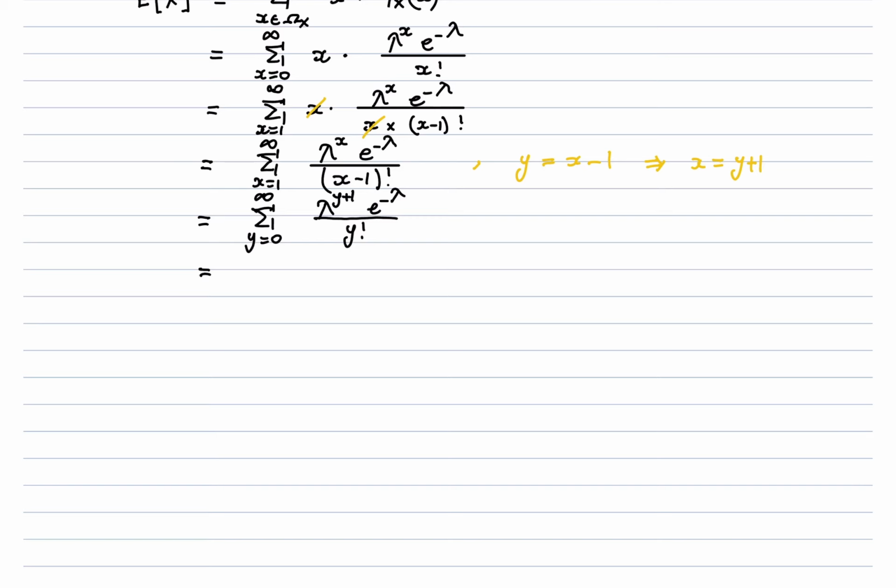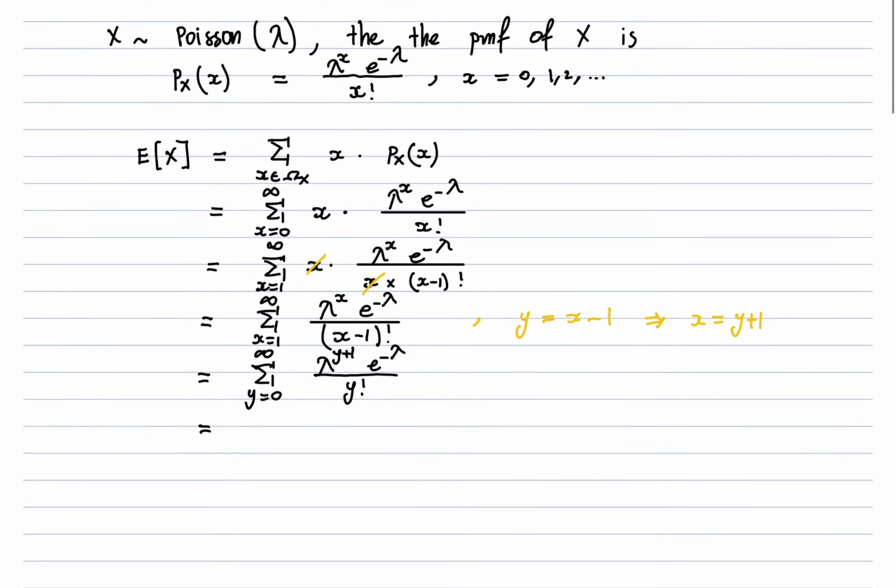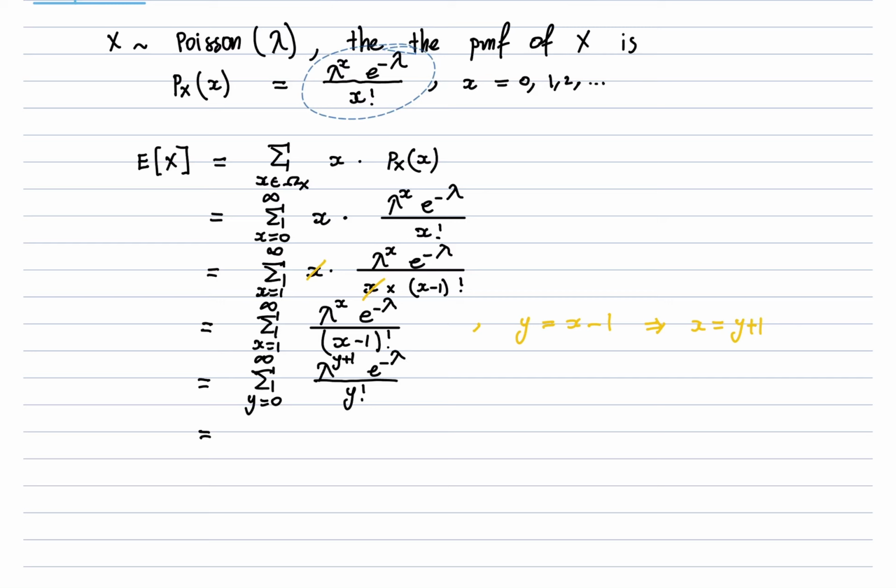Now, what I'm going to do again, we're so close to looking like the PMF above, except with y's. The only difference is we've got an x up here, but we've got y's down here. We've got a plus 1. No issue. We can actually take the lambda to the 1 outside the summation because it is independent of the terminal.